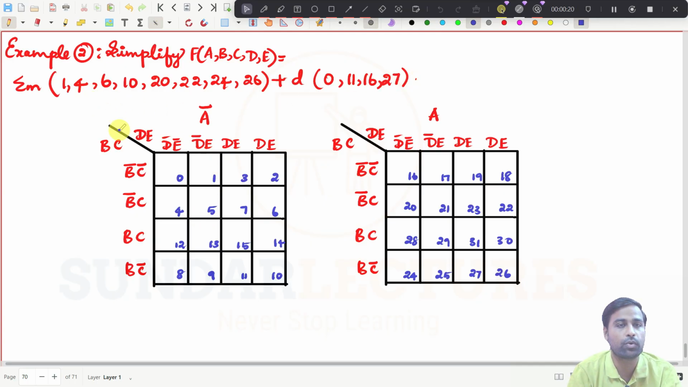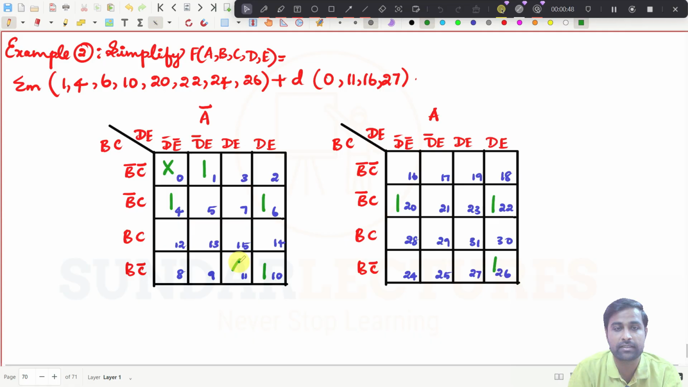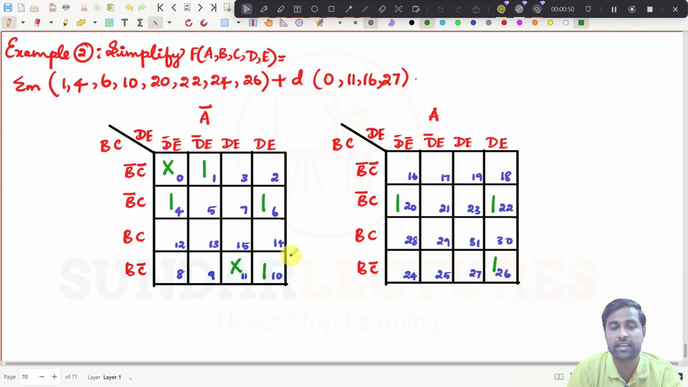This is 1. I will take a different color so that it will be visible. So this is 1, and 4 is 1. This is 1. 6 is 1, then 10, 20, this is 1, and then 22 is 1, 26 is 1. And the don't care conditions: 0 is X, and 11 is X. Where is 11? It is X, and then 16 is X, 16 will come here. So this is X, and 27 is X.